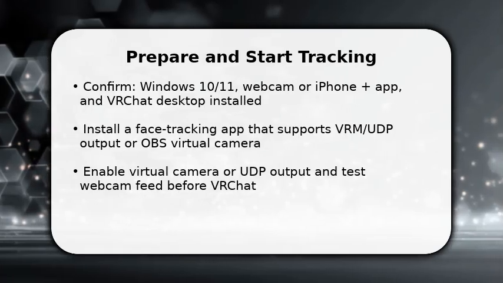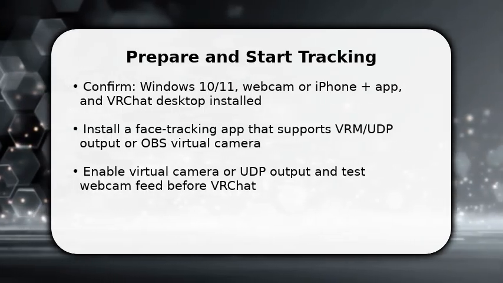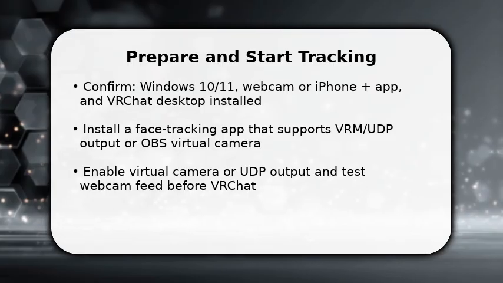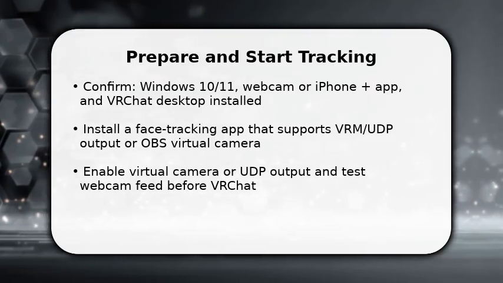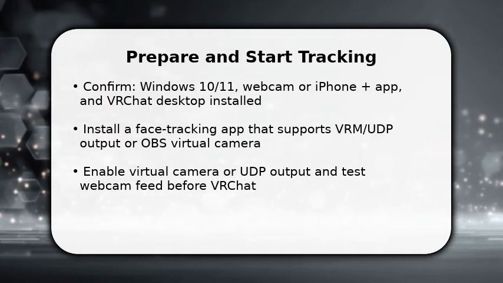You'll start by getting the basics working: a webcam or phone app, a face tracking program, and VRChat on desktop. Install the tracker now, then enable its virtual camera or UDP output. That's how VRChat receives facial data.